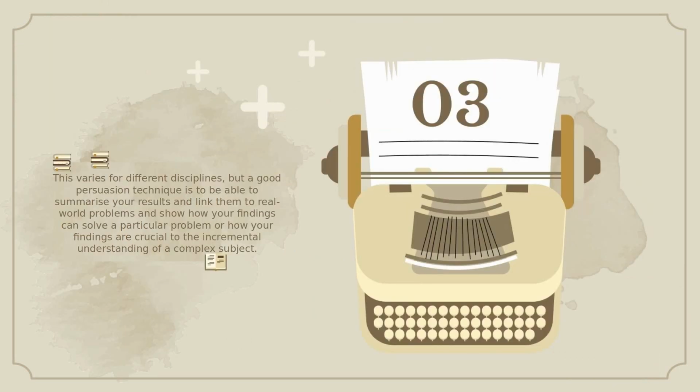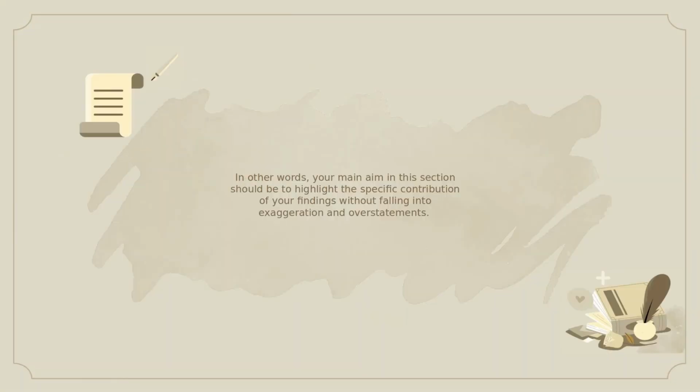This varies for different disciplines, but a good persuasion technique is to be able to summarize your results and link them to real-world problems and show how your findings can solve a particular problem or how your findings are crucial to the incremental understanding of a complex subject. In other words, your main aim in this section should be to highlight the specific contribution of your findings without falling into exaggeration and overstatements.